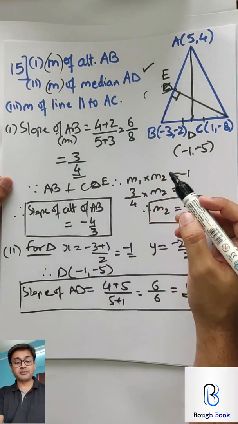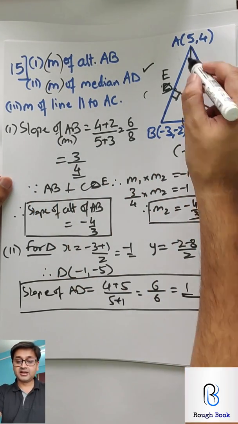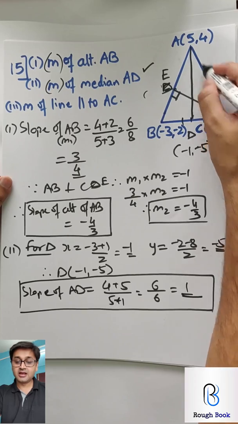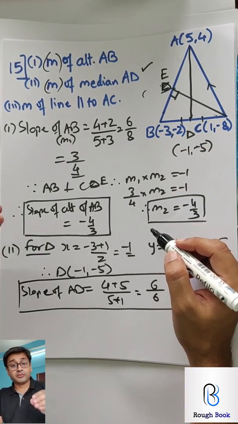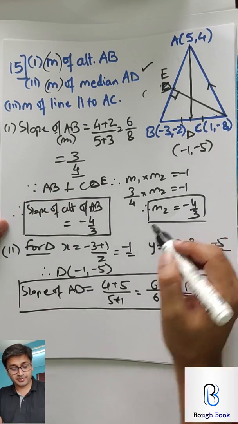Now slope of line parallel to AC. Parallel to AC. AC is this line. Parallel to this line, wherever it is, doesn't matter. The slope is going to remain the same because the lines are parallel.